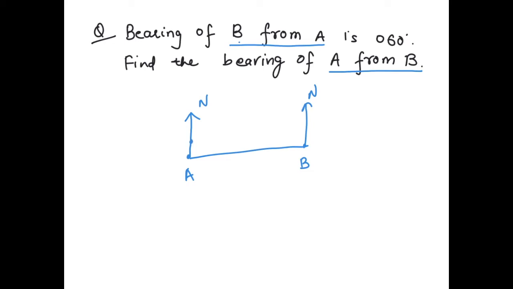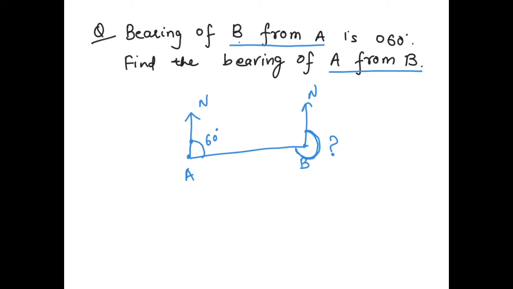So we need to start from A point and we need to go until the line traveling to B. So we start from here, we stop here. So this is 60 degrees given. Now we need to calculate bearing of A from B. So this is B line. So we start from B, we travel until we get the line traveling to A. So we need to get this. So this is our question.